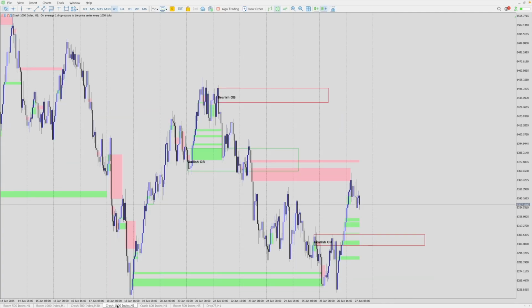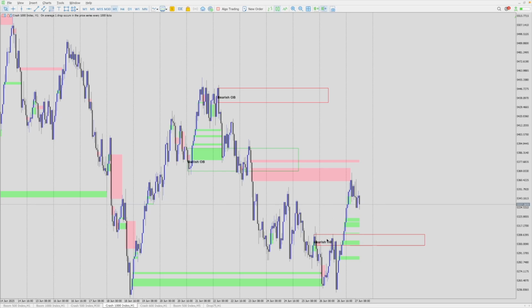Same if we go to a different pair like Crash, you can clearly see it's drawing out the order blocks, the bullish and the bearish order blocks, the fair value gaps. Here price is inside of a bearish fair value gap. So now we are going to wait for price to take out these fair value gaps.